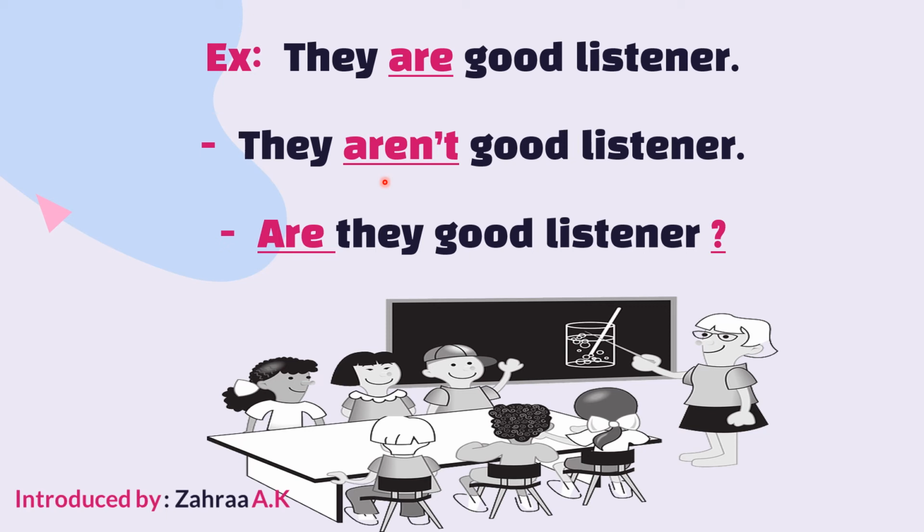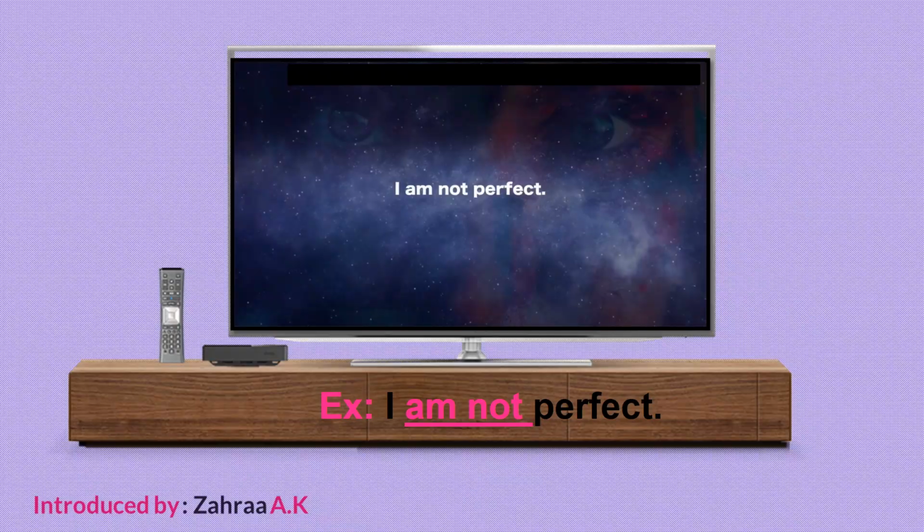What about the question? In the question we just bring the auxiliary verb forward, to the beginning, then the subject, and at the end of the sentence we add a question mark. Are they good listeners? Are they good listeners? Also, if the sentence starts with an auxiliary verb, the answer is either yes or no: yes, they are good listeners, or no, they aren't good listeners. I am not perfect.